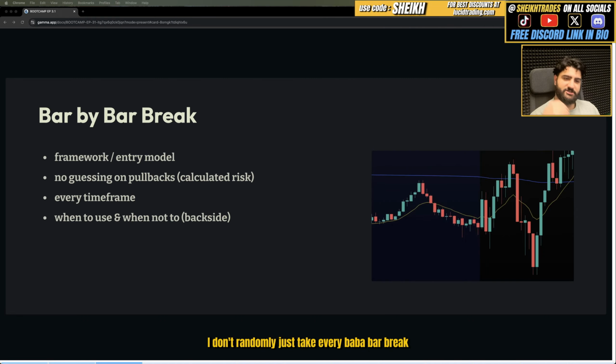I don't randomly just take every bar by bar break. I don't randomly trade every time a candle's high or candle's low is broken. You have to have a strategy. You have to have a playbook. You have to have something where you're like, okay, I want to go short. You've made up your mind. Where do I want to go short? So I know that, okay, on this key level, whatever, when the NQ reaches 26,000, 25,500, whatever, I want to go short. Now that I've decided and I've made up my mind that I want to go short or long, that's where the 1 minute bar by bar comes in handy.